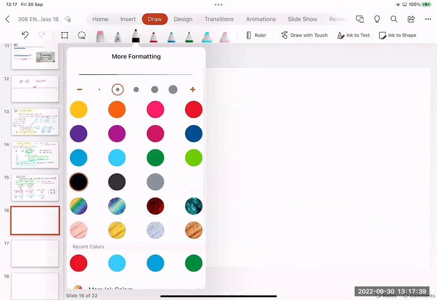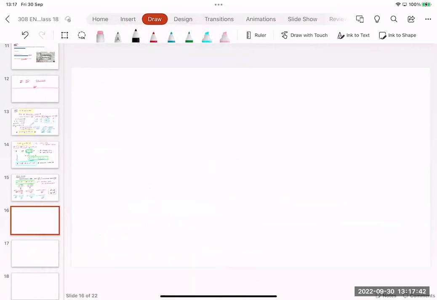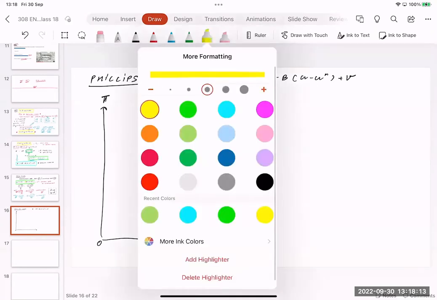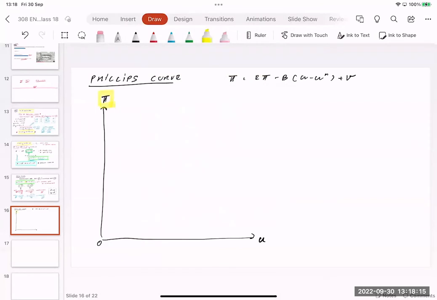After we have the Phillips curve equation, let me write down the graph for you. Phillips curve: we have pi equal to expected pi minus beta (U minus UN) plus V. Then let me write down the graph over here. The Phillips curve graph on the vertical is going to be pi, on the horizontal is going to be U. It's actually showing the relationship between pi and U.